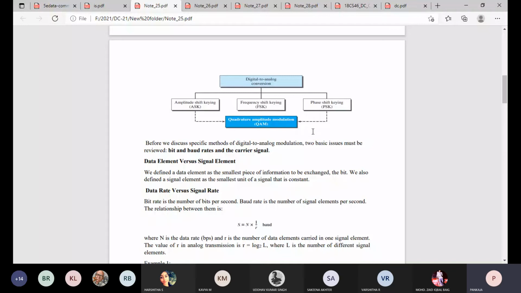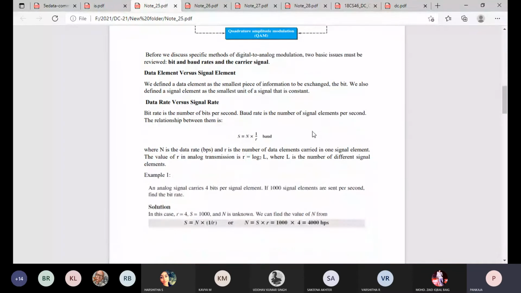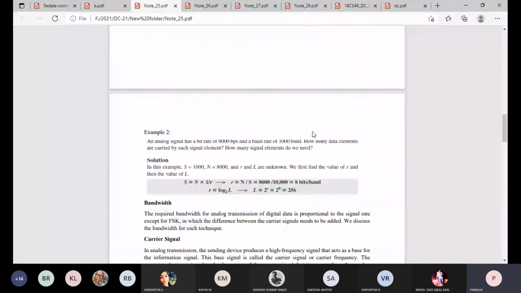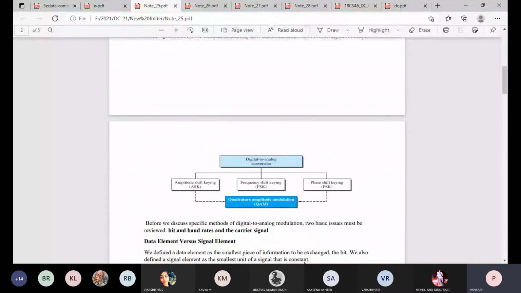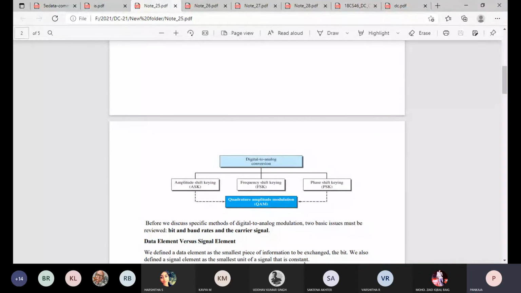Okay, the combination of this is quadrature amplitude modulation. So today we are going to discuss this quadrature amplitude modulation. The problems are very simple. I want everyone to just go through that.